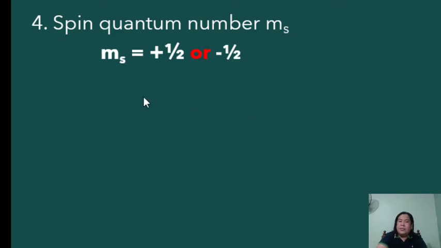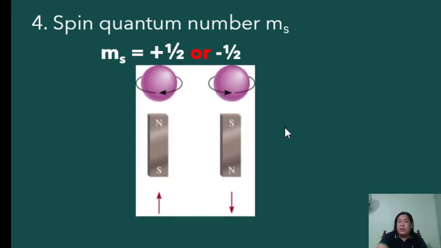Okay? The m sub s has 2 values, which are positive 1/2 or negative 1/2. Okay, it is the orientation of the electron that we look at here. The orientation of the electron pair in each orbital is represented by the arrow pointing up and the arrow pointing down, as we call them, right?